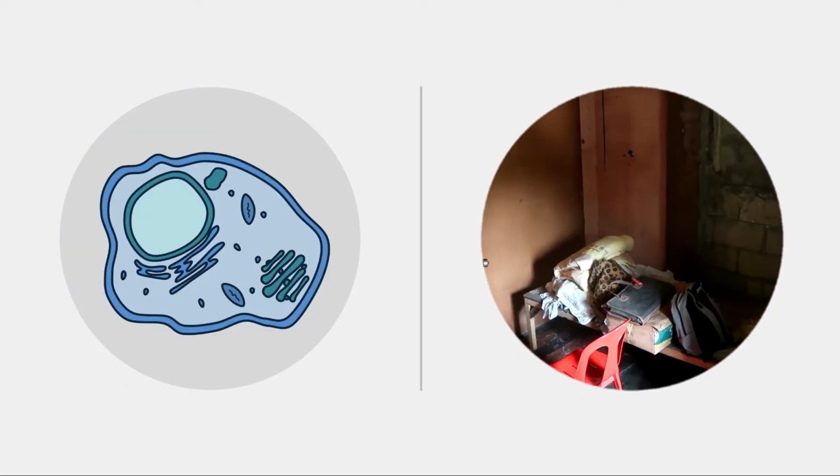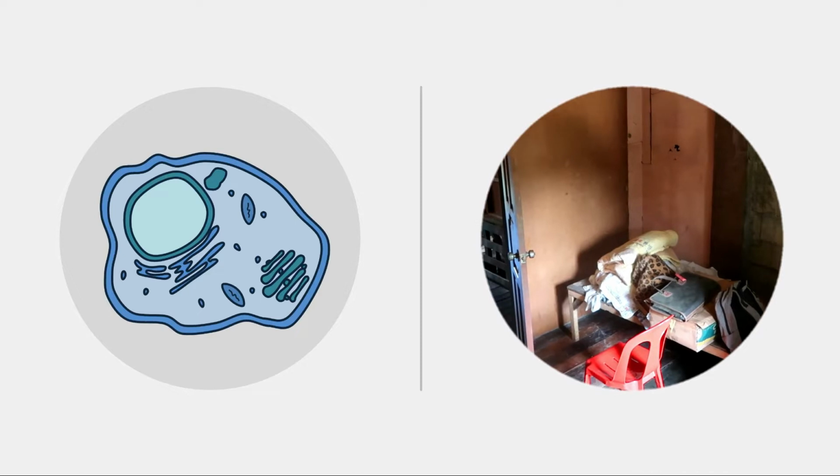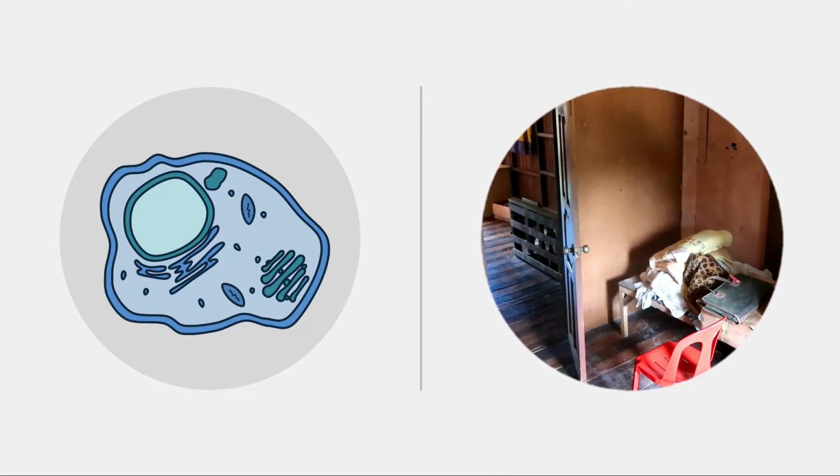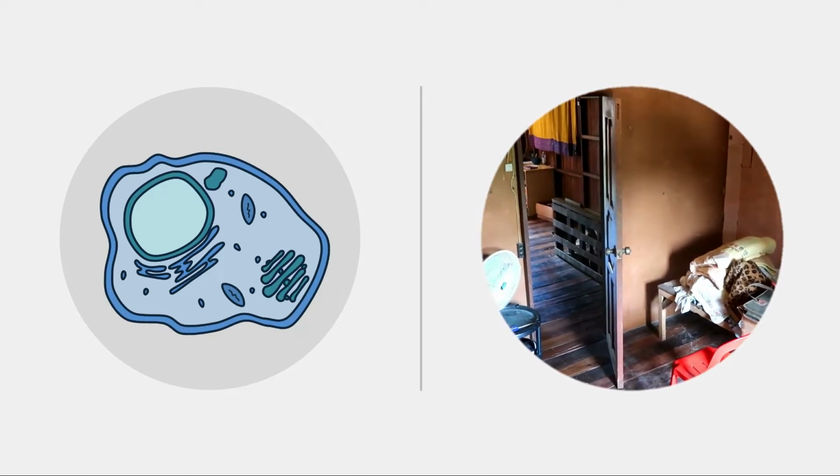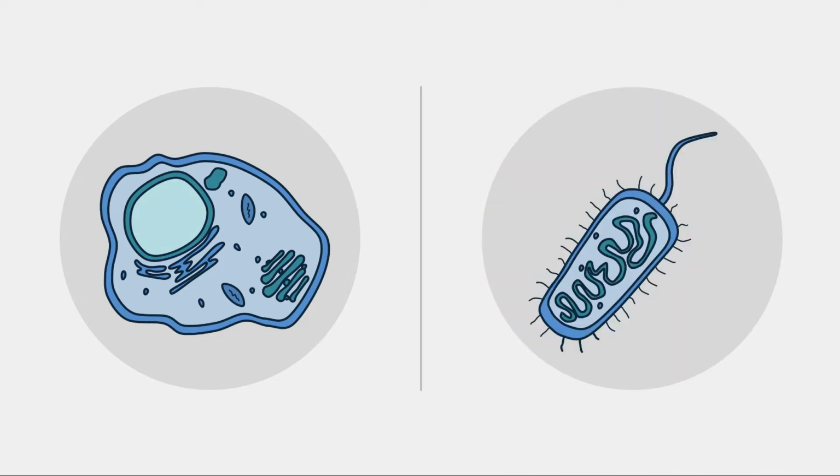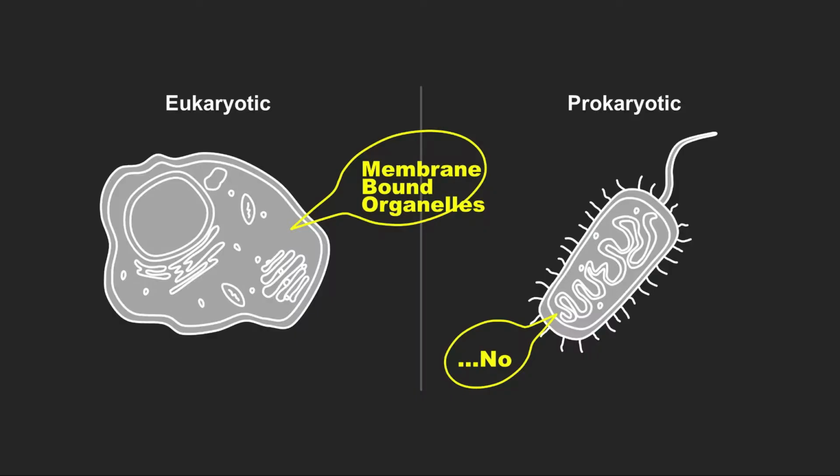Let's think of it this way. The room that we occupy is like a eukaryotic cell, and we resemble the membrane-bound organelles, while the room that we don't occupy is like a prokaryotic cell because it lacks membrane-bound organelles.